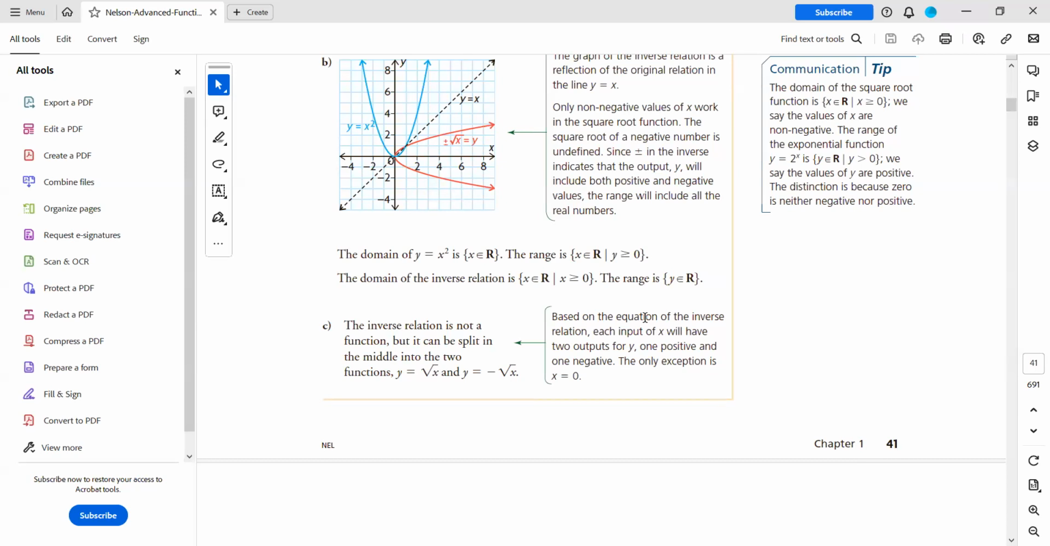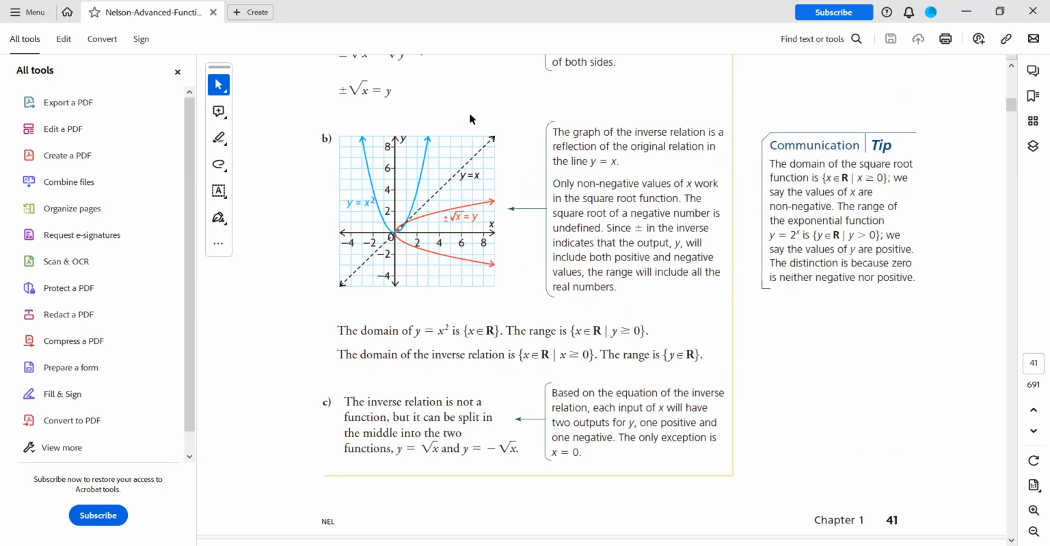That's exactly the definition of a function. And looking at this example, each x value would give us two values of y, one positive and one negative. The only exception is x equals 0. And you can see if I apply my slicing method like this, my graph has two intersections with this line. It's no good. This relation is not a function. The inverse relationship for a quadratic function is not a function.